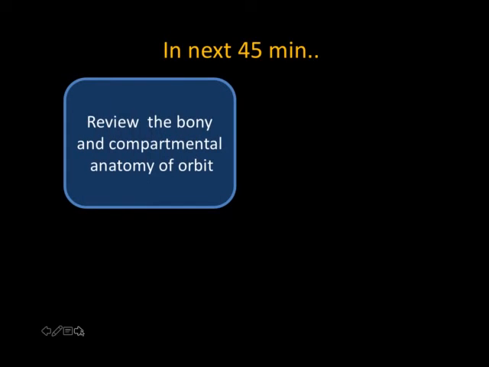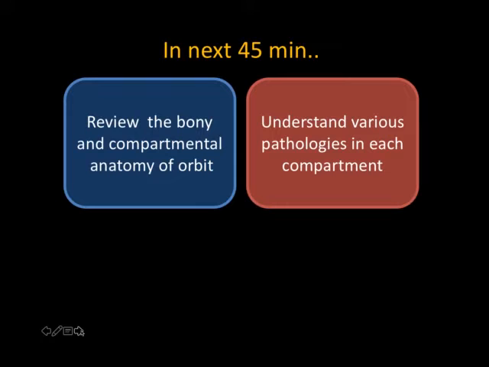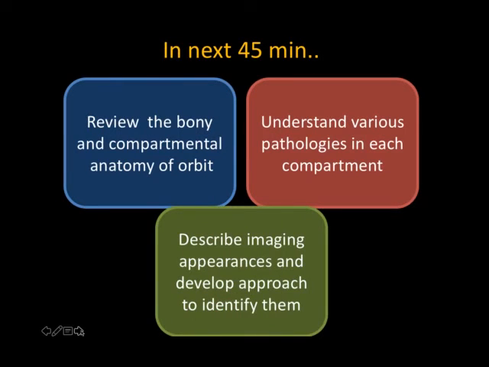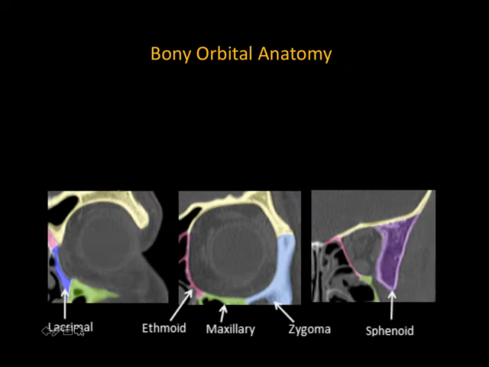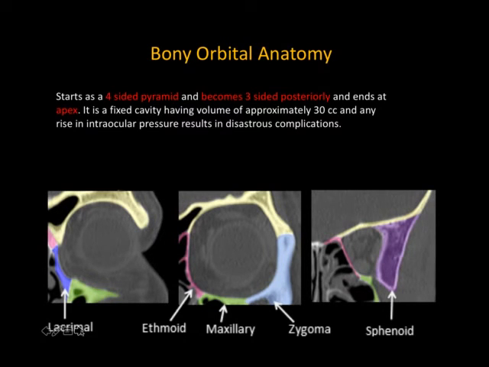So in the next 25 minutes, we'll review the bony and the compartmental anatomy of the orbit, understand various pathologies in each of the compartments, describe the imaging features, and develop an approach to how to identify these. So coming to the bony orbital anatomy, the orbit is like a pyramid.